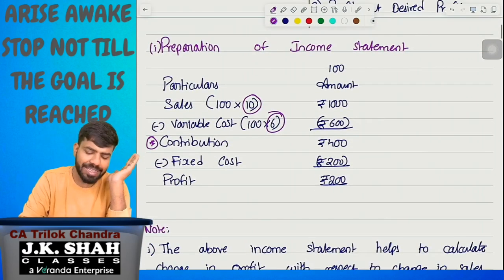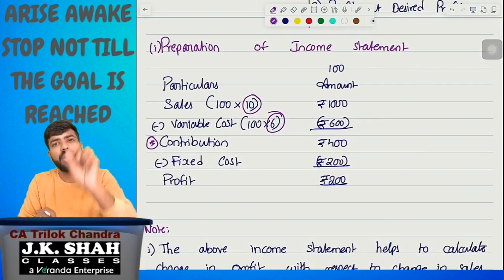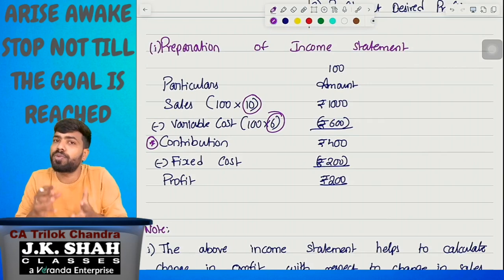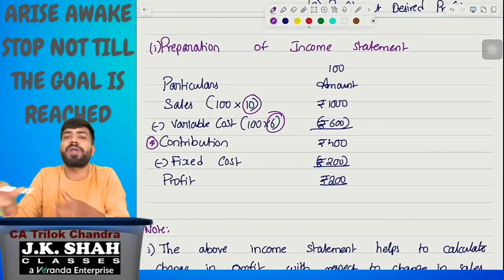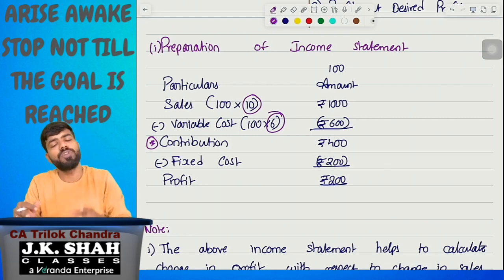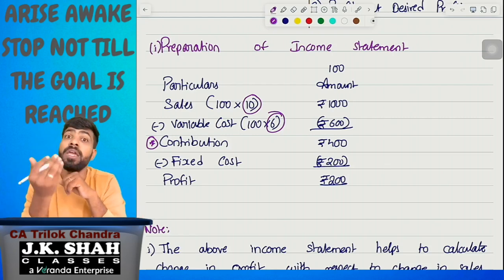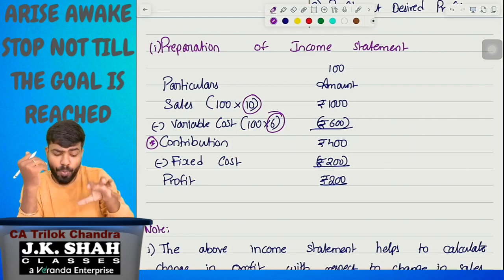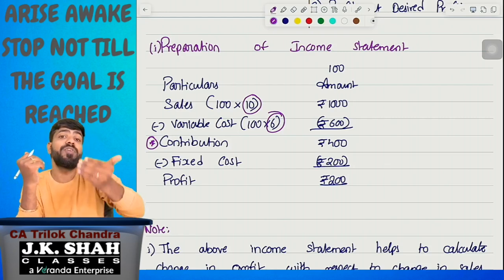So they call it the contribution because it contributes towards the fixed cost and then contributes towards the profit. The units which contribute towards fixed cost are called break-even sales, and the units which contribute towards profit are called the margin of safety. Now, it's time to understand the purpose of this income statement. Why have they given the income statement like this and how will it be helpful?